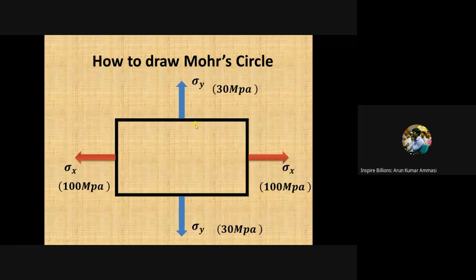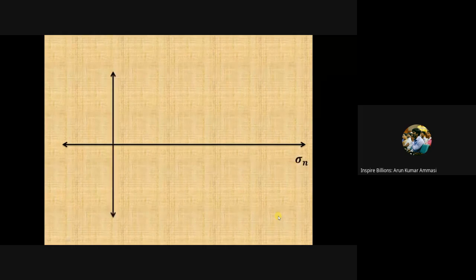So in the x direction, we have sigma x as 100 MPa, and in the y direction, we have sigma y as 30 MPa. So this is the condition where the member is subjected to mutually perpendicular planes, sigma x and sigma y. So how to get the value of principal stresses? Just by the graphical method. This is the normal stress, and this is the shear stress in x and y direction.